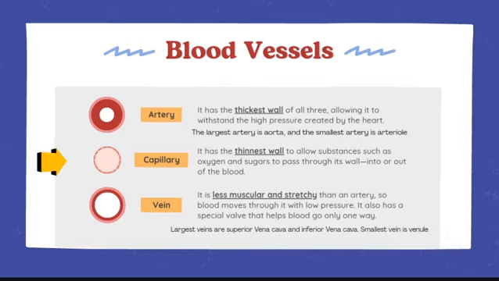Now let us study the capillaries. The extremely thin blood vessels that connect arteries to the veins are called capillaries. The walls of capillaries are extremely thin. Useful substances like food and oxygen present in blood enter the body cells through the capillaries. At the same time, waste products like carbon dioxide formed in the cells enter the blood through capillaries.